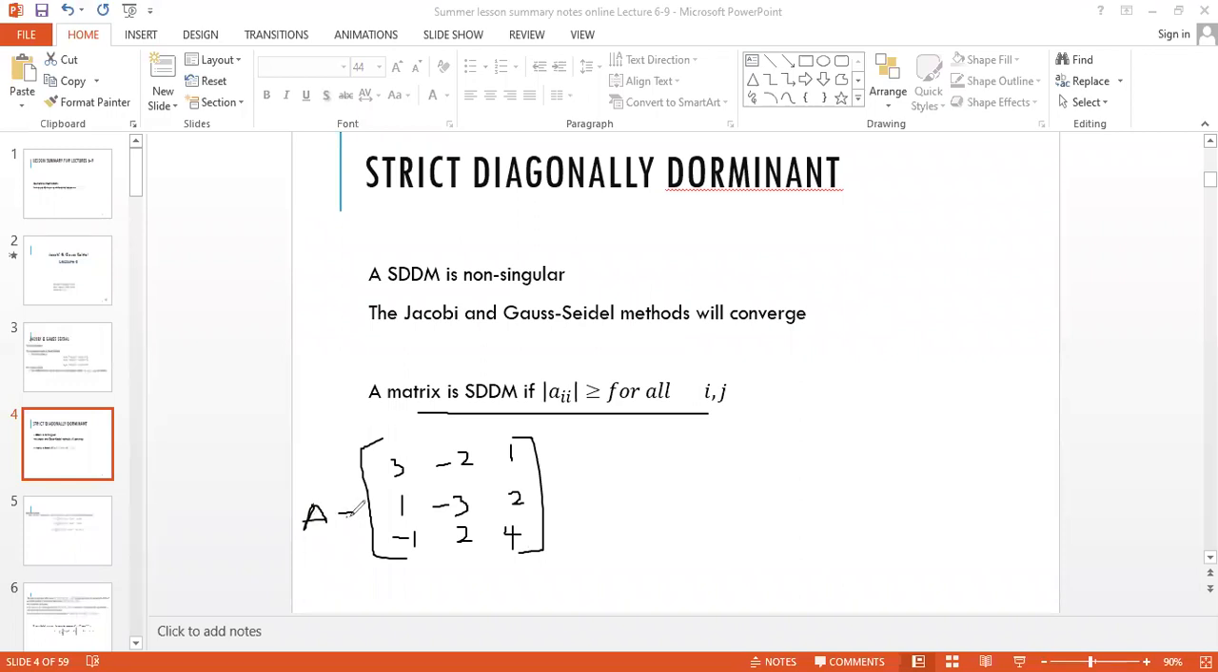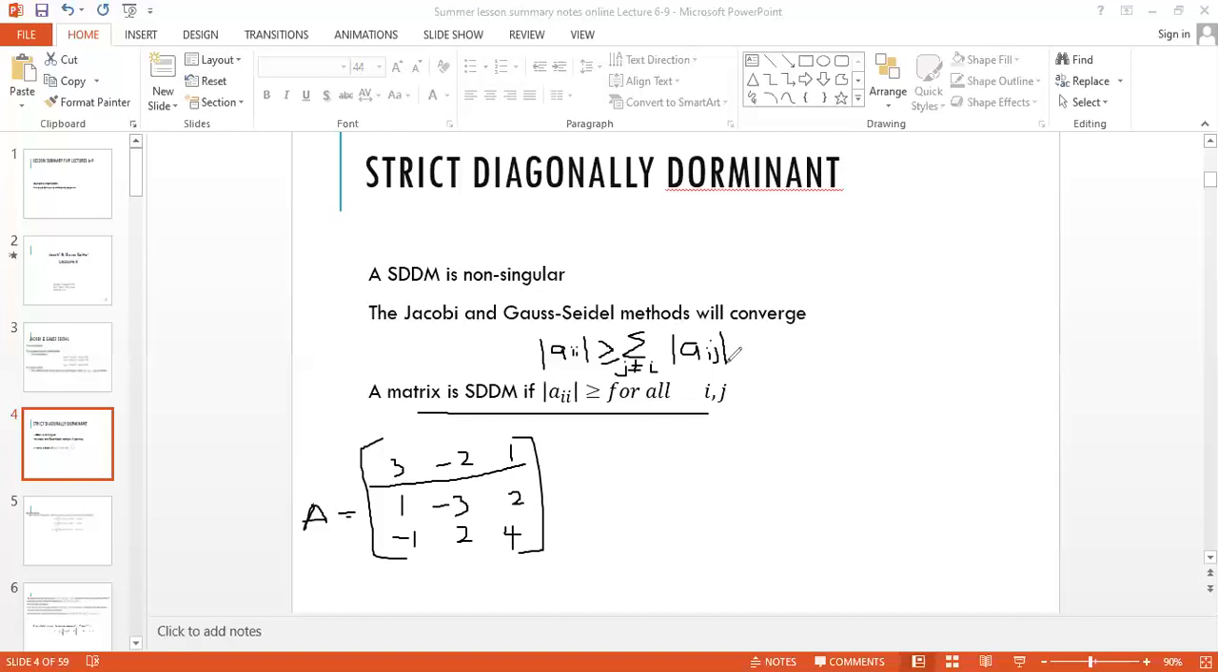Now what we are saying is, if you pick row by row, for this formula, the formula is not showing well here, though it's very correct on my slide. So the formula should be: the absolute value of Aii should be greater than or equal to the summation over j not equal to i of the absolute value of Aij. So this is what the strict diagonal dominance formula is for all i and j.